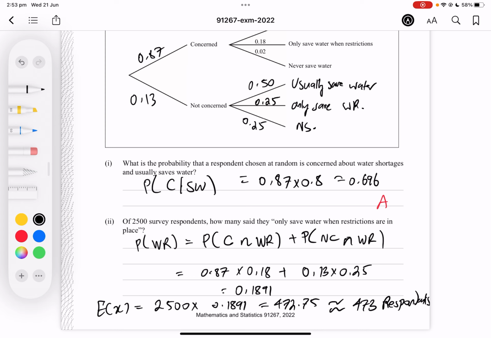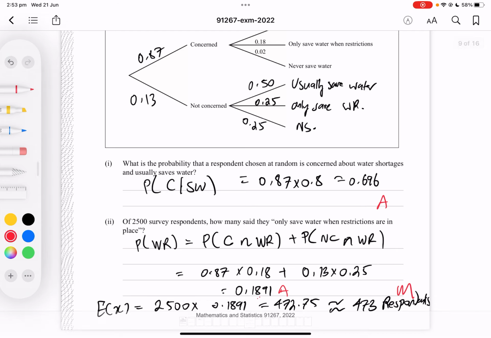And that's the answer for this question, so 473, which is a merit level question if you can get the correct number of respondents and the whole number. And achieved will be a correct probability. So here will be achieved.